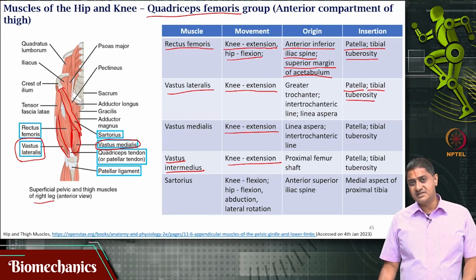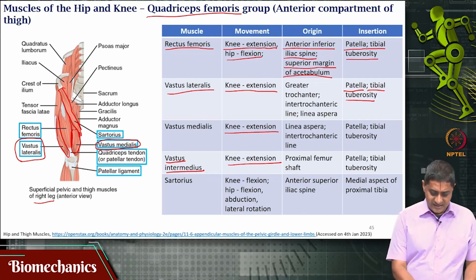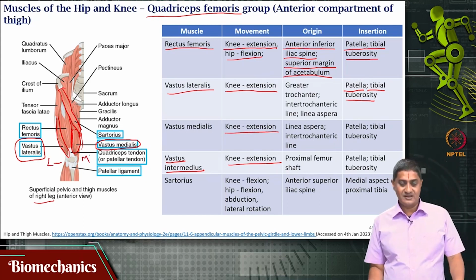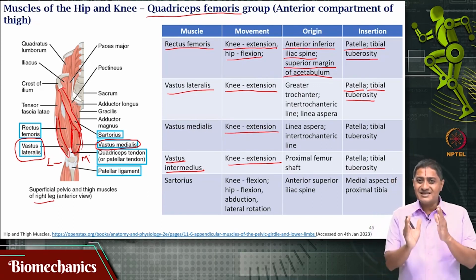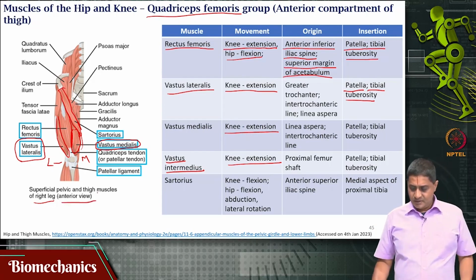It originates at the anterior superior iliac spine. So, it originates at the spinal level, which is why it is able to perform movements at the level of the hip. Right. It attaches on the medial side of the tibia. Remember, this is the lateral side, this is the medial side, because this is the right leg that is being shown, anterior view. I am seeing the right leg from the front, anterior view, right.